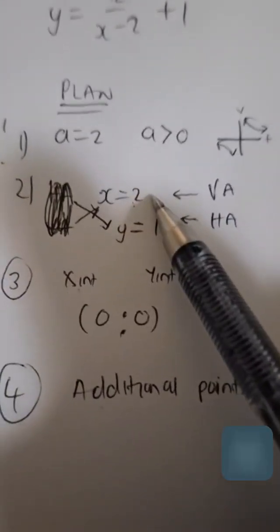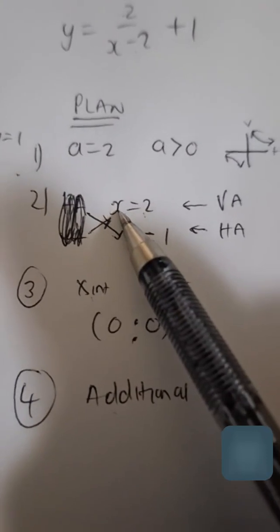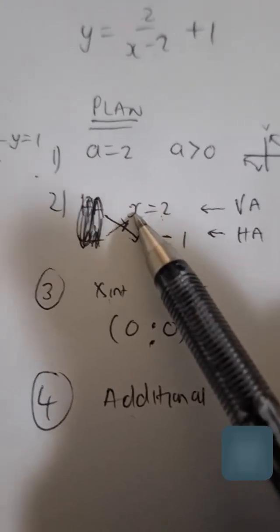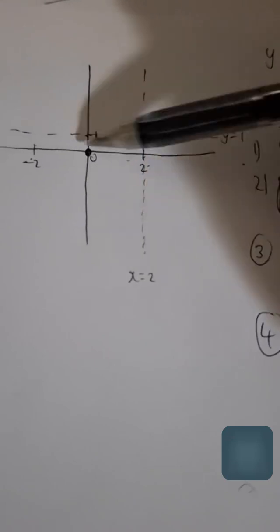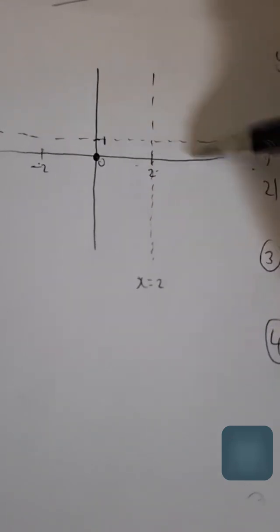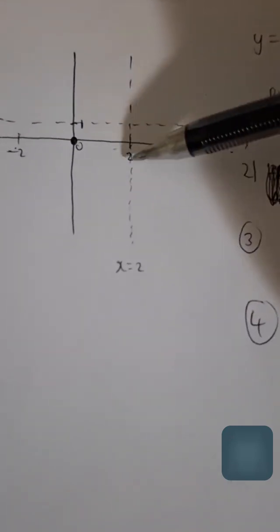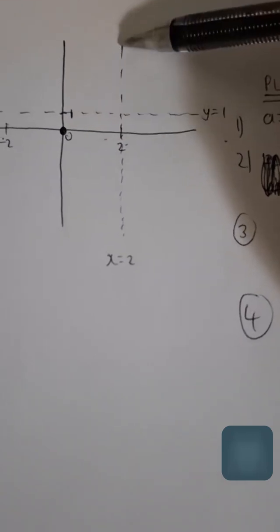So I'm gonna come here, guys, and the first thing I do when I sketch a hyperbola function is I draw my horizontal and my vertical asymptote. So x is equal to 2. Where is it located on my Cartesian plane? It is located on the positive side of the x-axis. So x is equal to 2 is a vertical line.